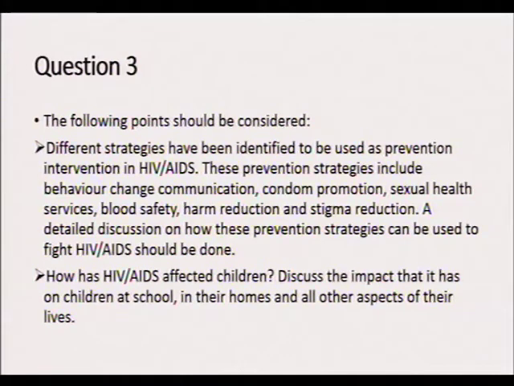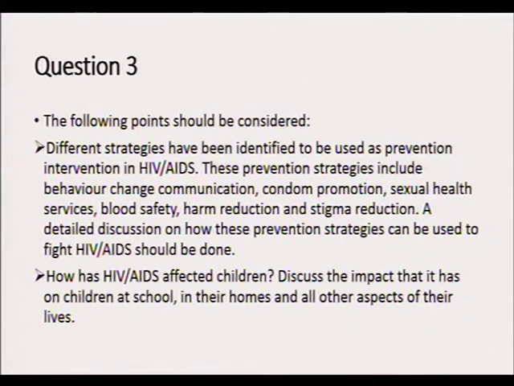So you do a detailed discussion on these prevention strategies: change in behavior and communication, the promotion of condom use, sexual health services, people giving information on sexual health, and blood safety, the assurance that when you go and receive blood at any health facility, you are receiving blood which is safe, which is not contaminated with HIV and AIDS. There's harm reduction, and also our people are sensitized on the issues of stigma towards HIV and AIDS. All those things are examples of prevention strategies on HIV.